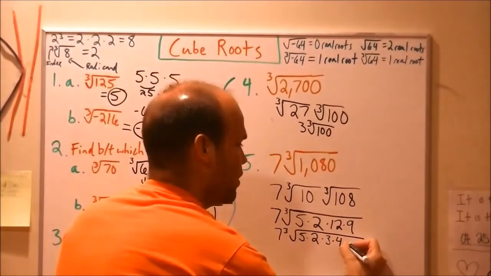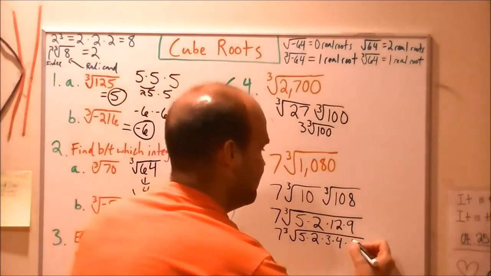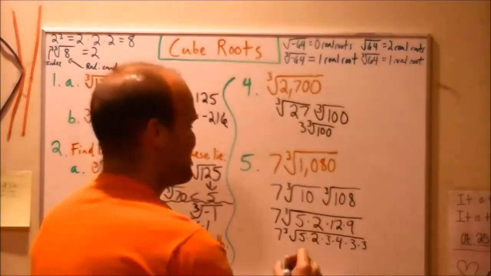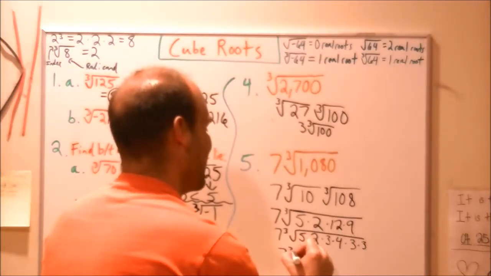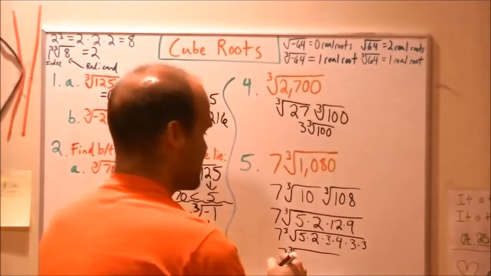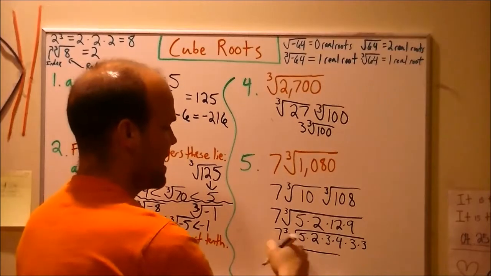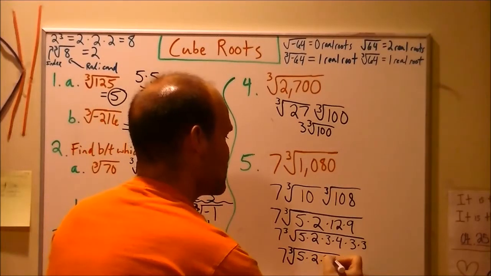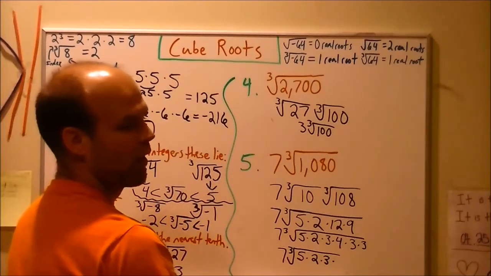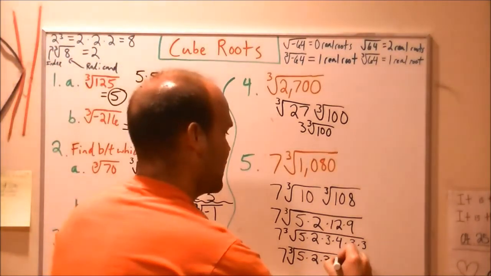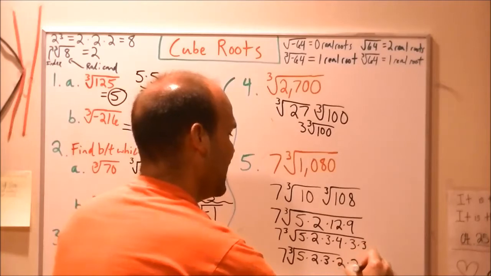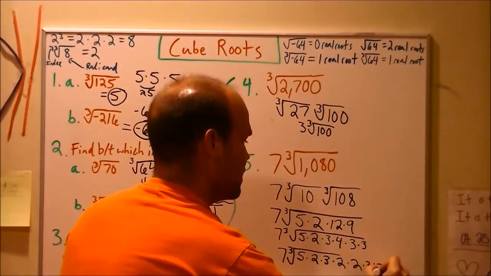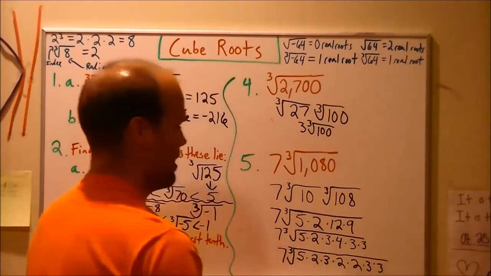9. What are 2 prime factors of 9? 3 and 3. Okay, I'm almost there, stay with me. 7 times the cubed root of 5 times 2 times 3. How can I break down 4 into prime factors? Guys, 2 and 2, and then I have my 2 3's times 3, and bring those down.